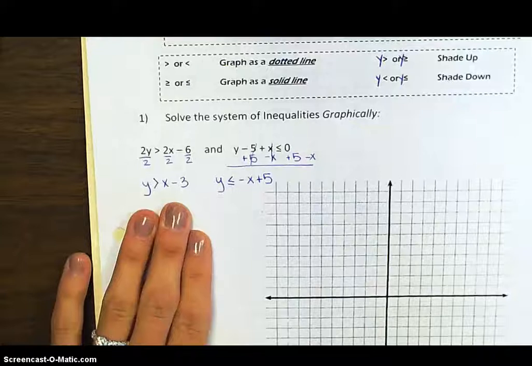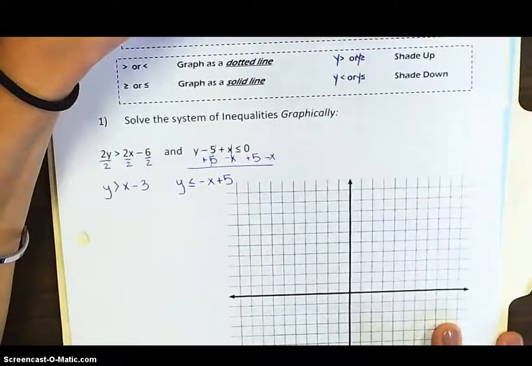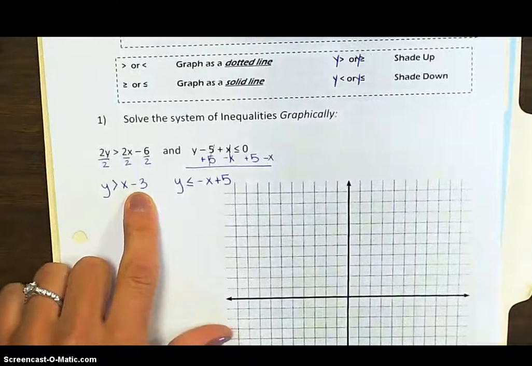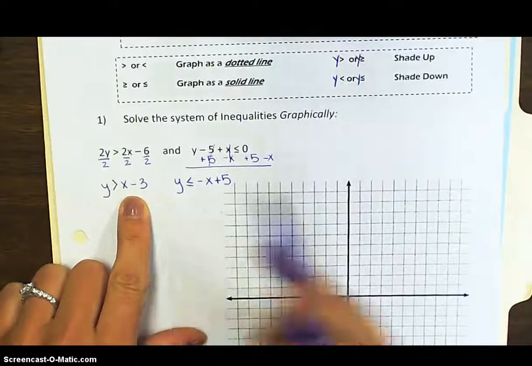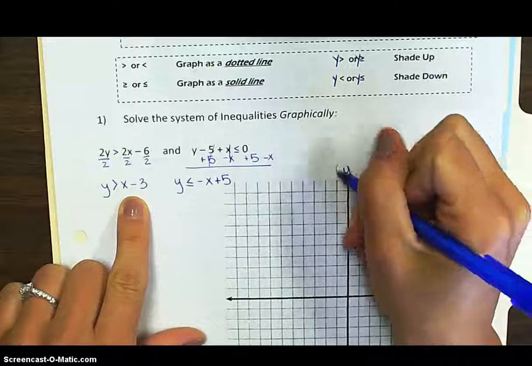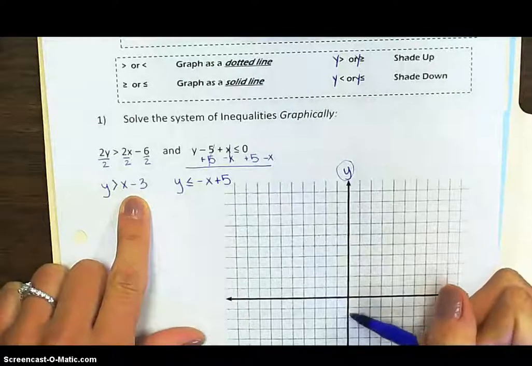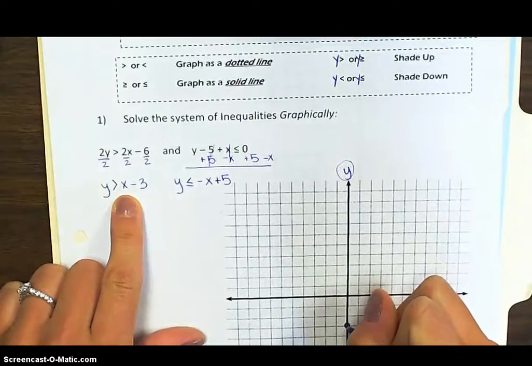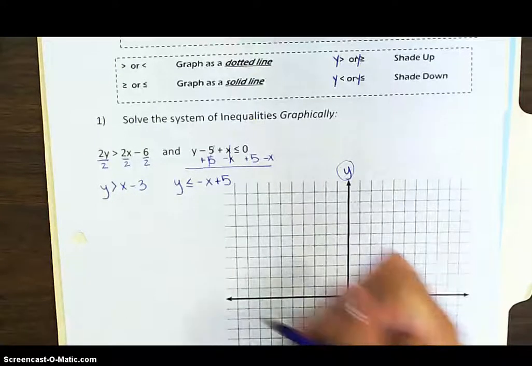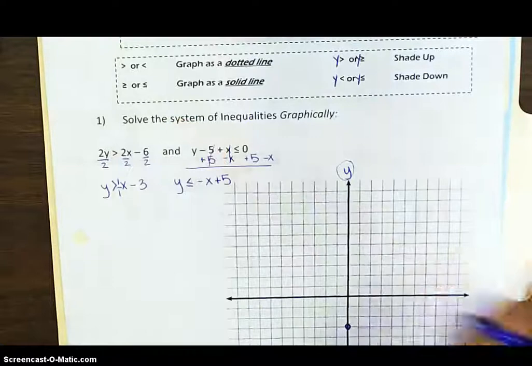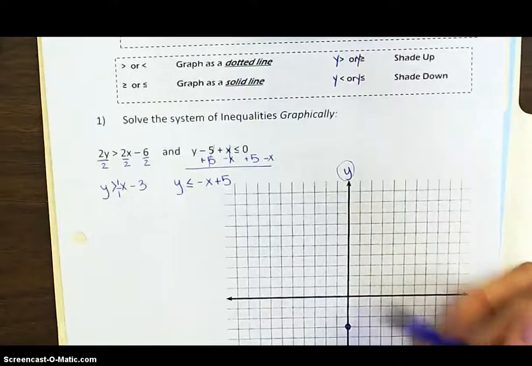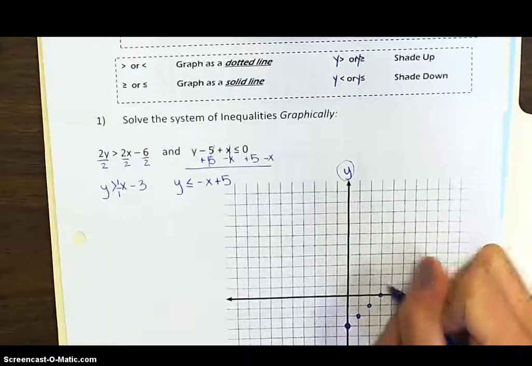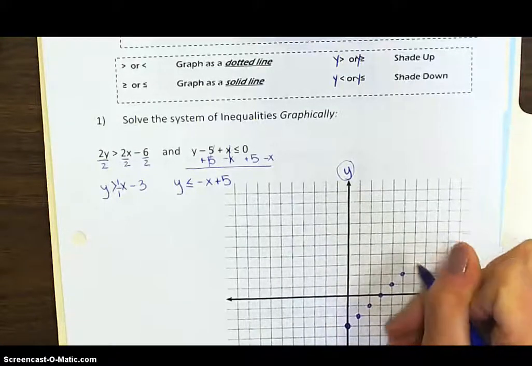Let's go back and graph our first equation. I have y is greater than x minus 3. We're going to graph this just like a normal line. I'm going to start at my y-intercept, which is negative 3. So on my y-axis, I go down to negative 3: 1, 2, 3, and there's my first point. Now my slope: there's no number in front of the x, so that means my slope is 1 over 1. So I'm going to go up 1, right 1, up 1, right 1, and all the way across our graph.